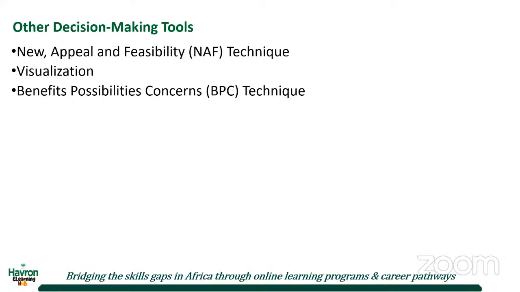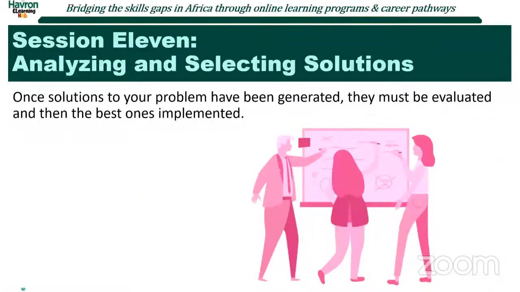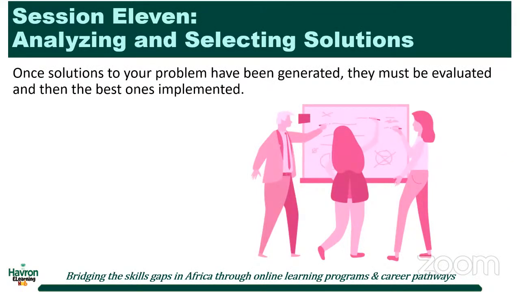There are still other decision-making tools which we might not be able to get to. We have the new appeal and feasibility NAF technique, and visualization of benefits. If you get the full package, you can get to know more about other decision-making tools.